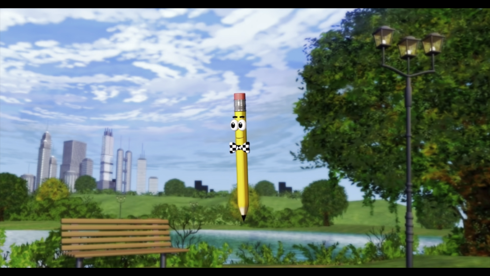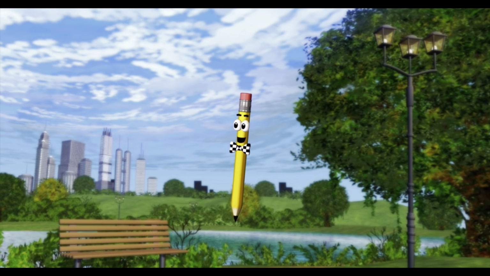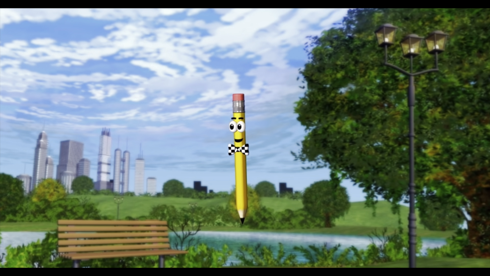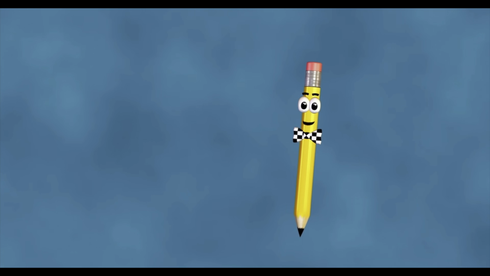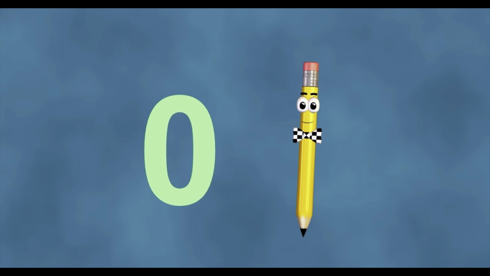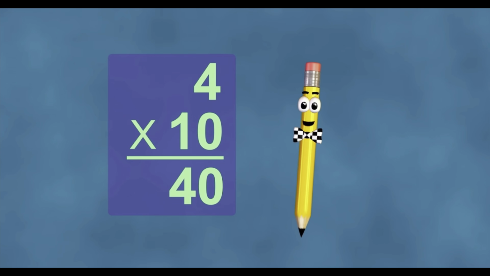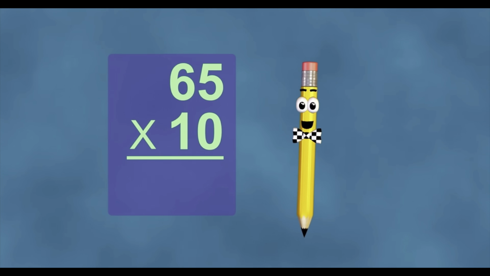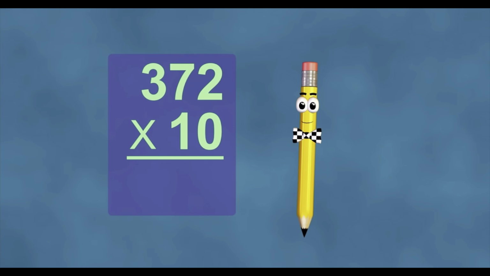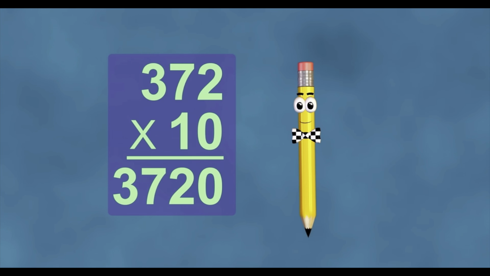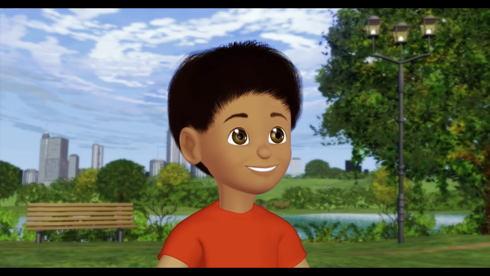Hey, Marco, can you show me some more tricks? Okie dokie. Actually, this one is so easy, it's a little embarrassing. It's a trick for multiplying by 10. To multiply any number by 10, simply write it down and then presto! Add a 0 at the end. You see? 4 times 10 equals 40. And 65 times 10 equals 650. And 372 times 10 equals 3,720.